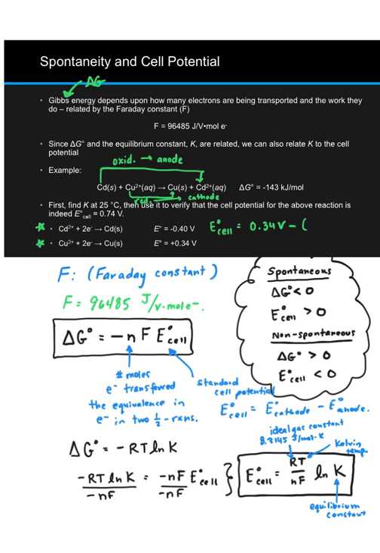minus the standard reduction potential for our anode. Our anode is represented by cadmium, whose half reaction shown here tells us that the standard reduction potential for it is negative 0.40 volts. 0.34 minus negative 0.40 is indeed 0.74 volts. We're going to verify this a second time through calculations using thermodynamic and equilibrium data we show below.